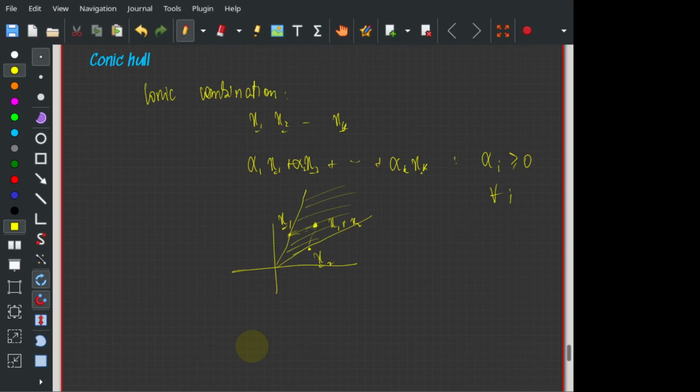If 2 points are 180 degrees apart, they form the same line. Correct. Then the convex cone would just be the line joining them. Exactly, it would just be the line passing through. That will also be the convex hull in this case? No, that's not the convex hull, right? Because the convex hull would only be the line segment joining those 2 points. That would certainly be the affine hull.